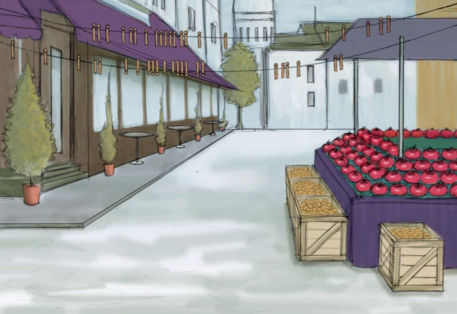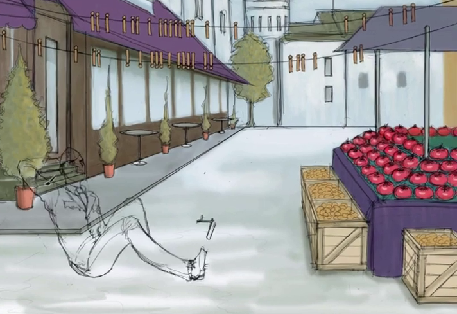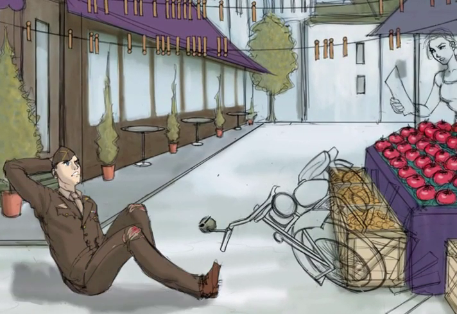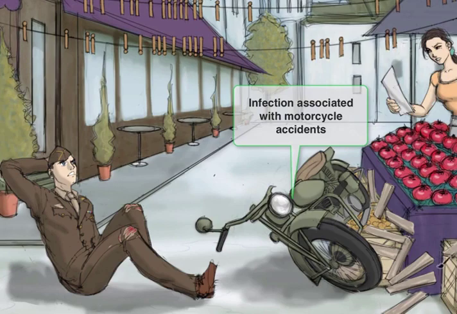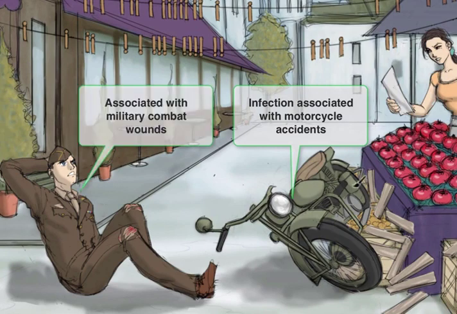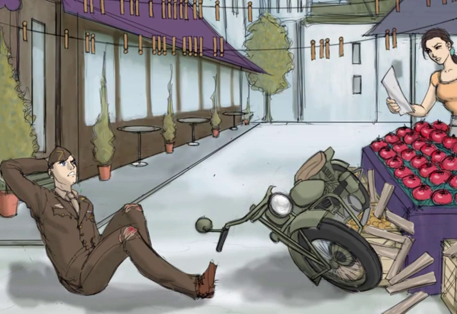So 2 of the classic presentations for Clostridium perfringens are motorcycle accidents and deep penetrating wounds from military combat. For this reason, in this outdoor market, we're going to draw a private who has fallen off of his motorcycle. So we have the motorcycle accident, and him being a soldier should remind you of military combat.